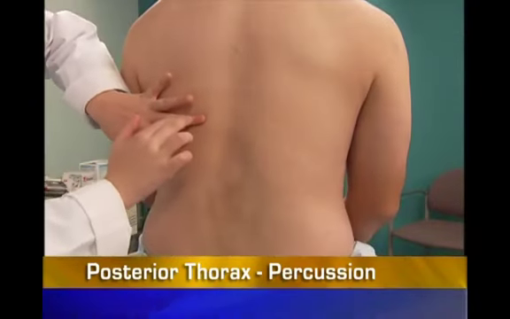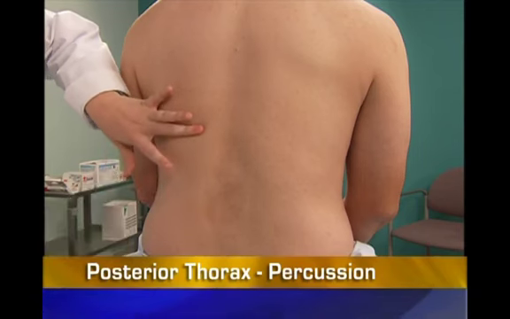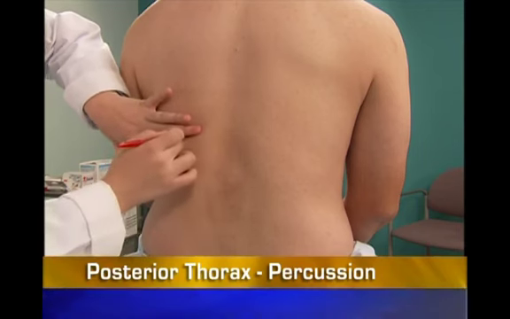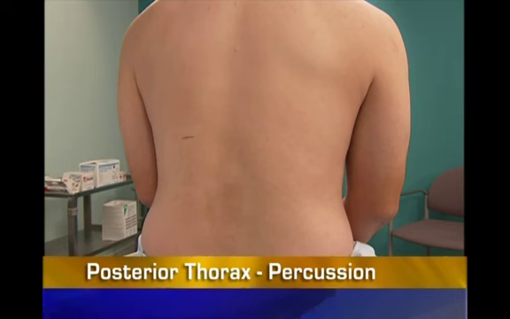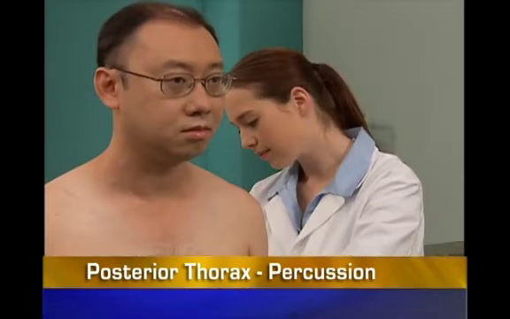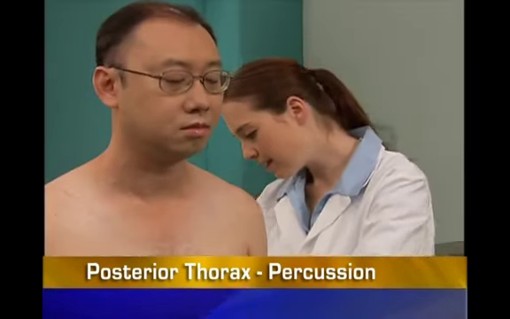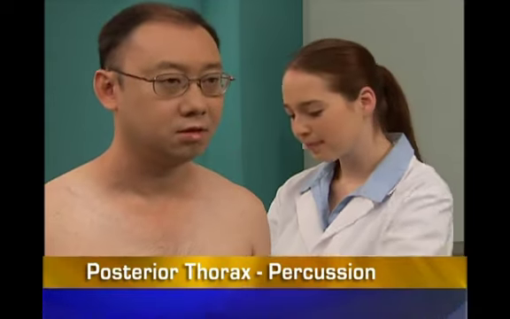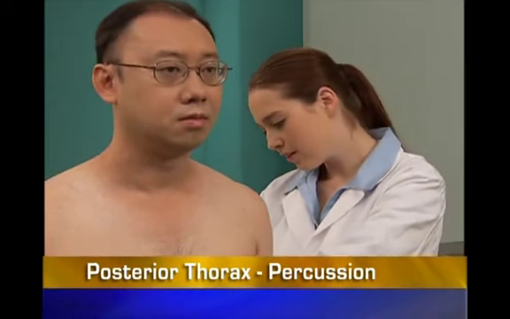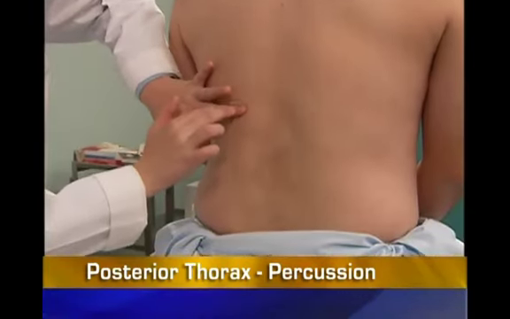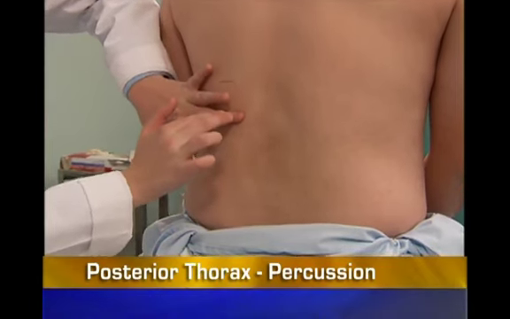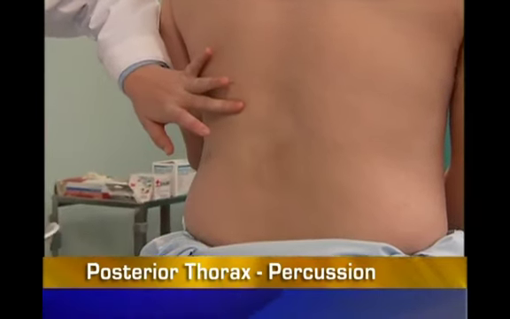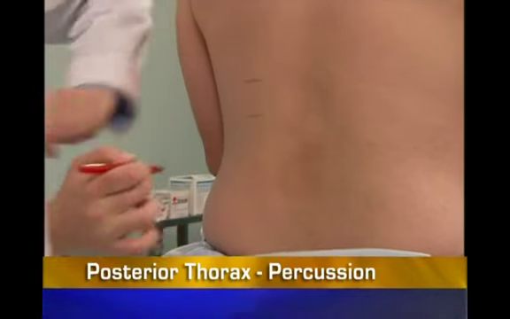Then quickly percuss down the scapular line until the sound changes from resonance to dullness. Mark this spot with a pen. Next, ask the person to take a deep breath and hold it. Now take a deep breath and hold it. Good. Then percuss down from your first mark. At the point where the sound changes from resonance to dullness, make another mark.